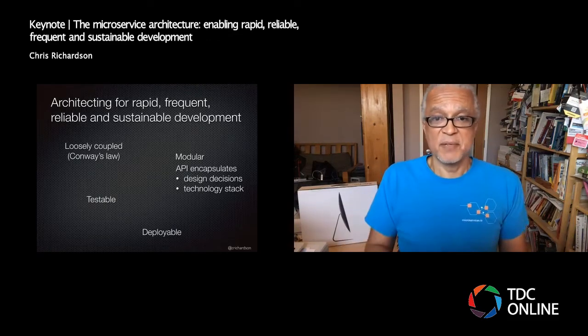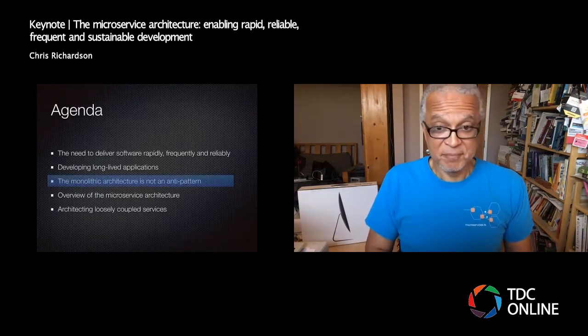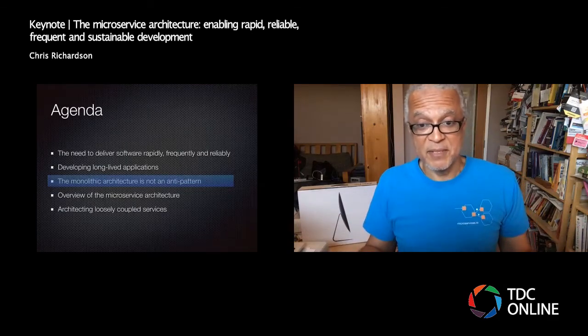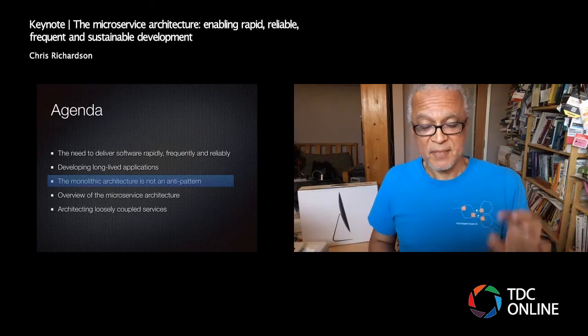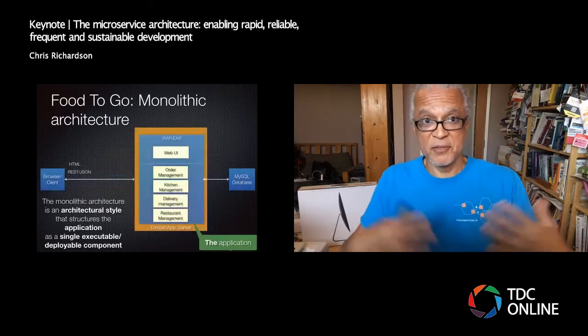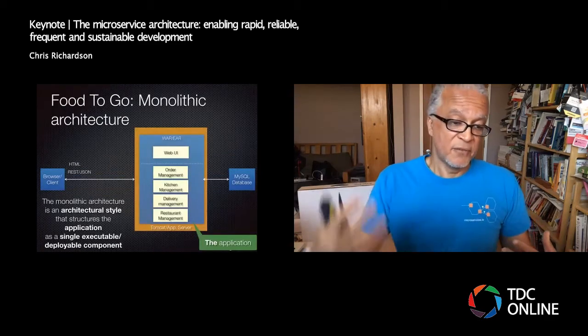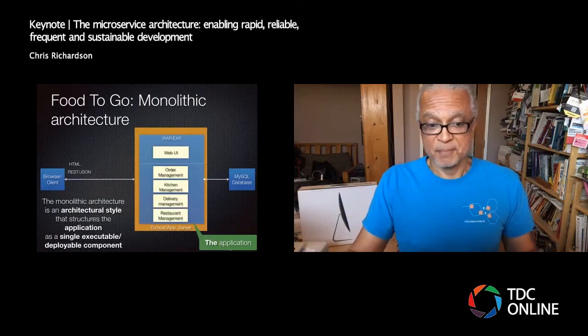So let's look at the monolithic architecture, right? You know, it's a pattern that we've been using for a large number of years, and it's still a good one. So the examples in my book all use Food to Go. That's a food delivery application, right?